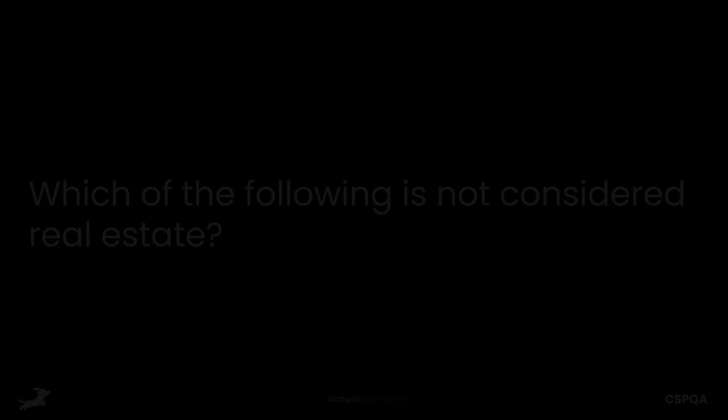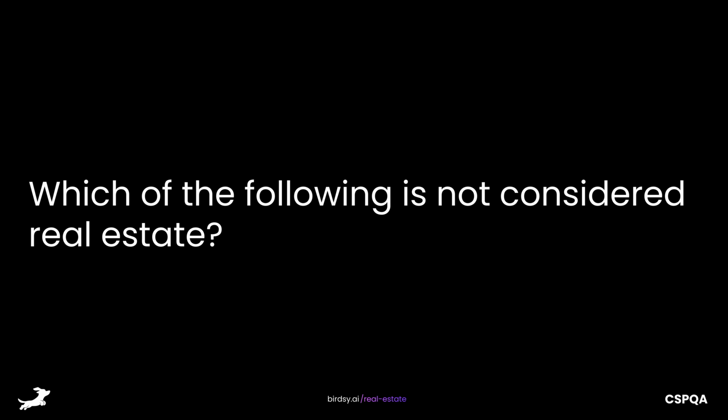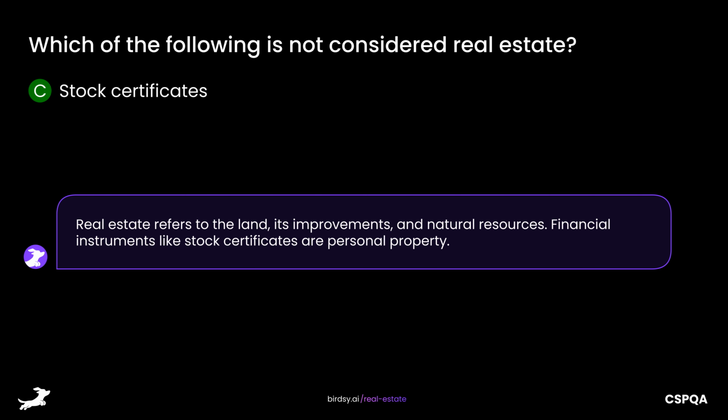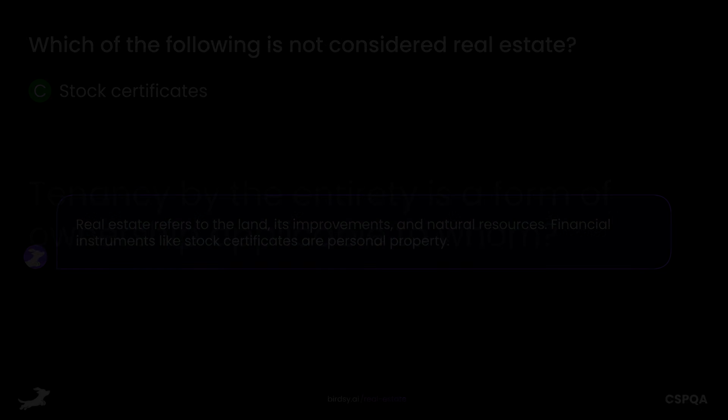estate. Which of the following is not considered real estate? Is it A. Land, B. Buildings, C. Stock certificates, or D. Resources? The answer is C. Stock certificates. Real estate refers to the land, its improvements, and natural resources. Financial instruments like stock certificates are personal property.